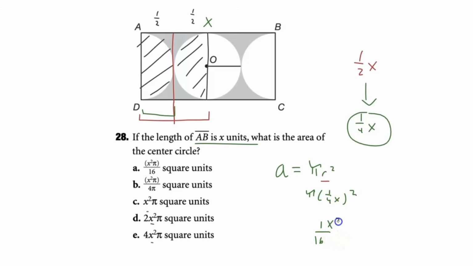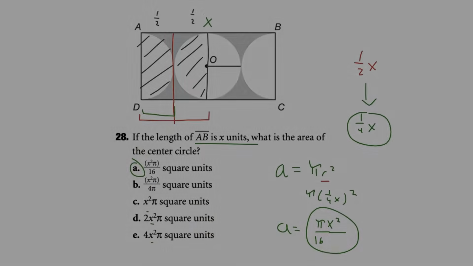So this would be 1x squared multiplied by our pi on top. I'm actually just gonna write pi like this, save myself some characters. And so our area is gonna be pi times x squared over 16. And we can see that matches up with answer choice A, and therefore that is our answer.